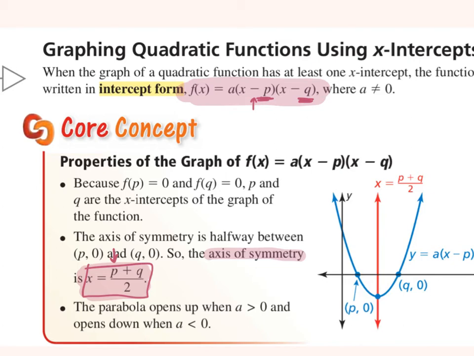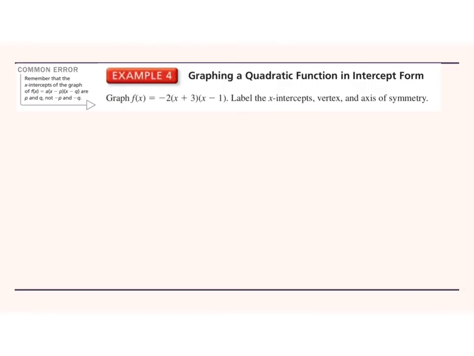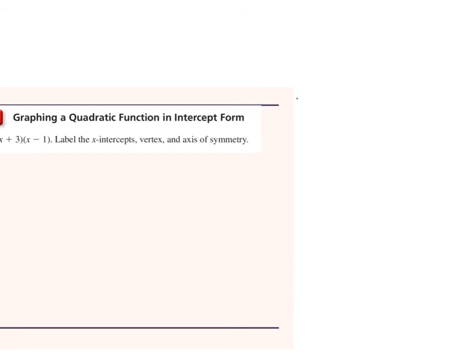And then once we find our axis of symmetry, we just take that value for x, plug it into our equation, and then we could find our y value for our vertex. So let's look at some examples. So we set our formula for axis of symmetry is p plus q over 2.